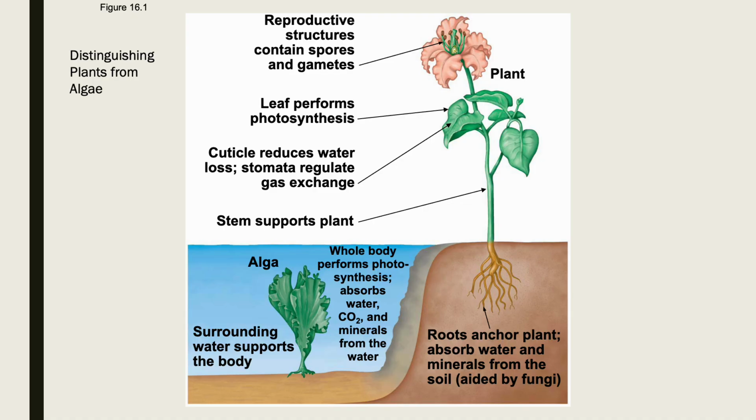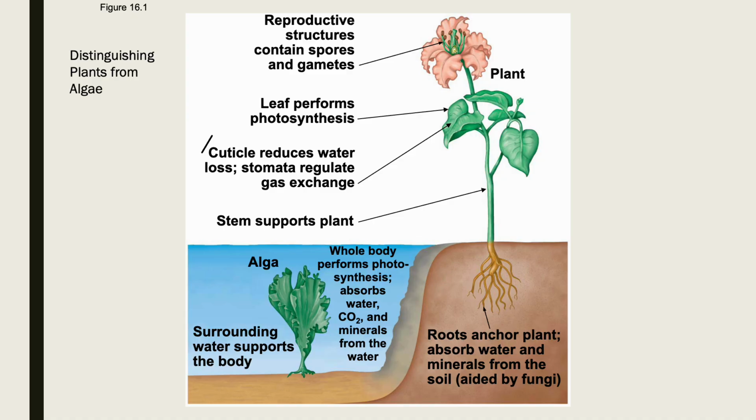So if we look here at the anatomy of a plant, we can see that there are specialized reproductive structures that contain spores and gametes. And again, a spore is a haploid vegetative cell. A gamete, as we've seen throughout the semester, is a sex cell, so egg or sperm. We have specialized organs for photosynthesis called leaves. We have a waxy coating that encapsulates the plant body that prevents water loss, called a cuticle.